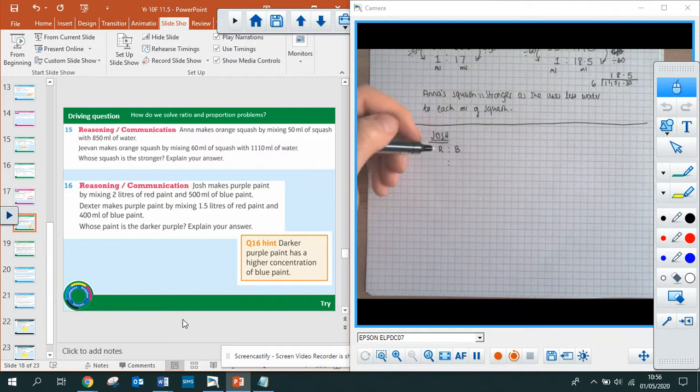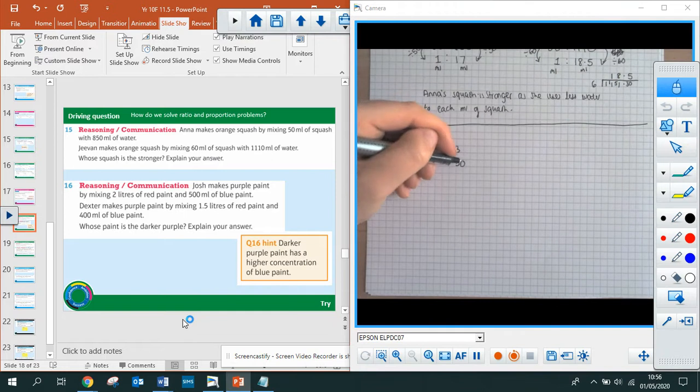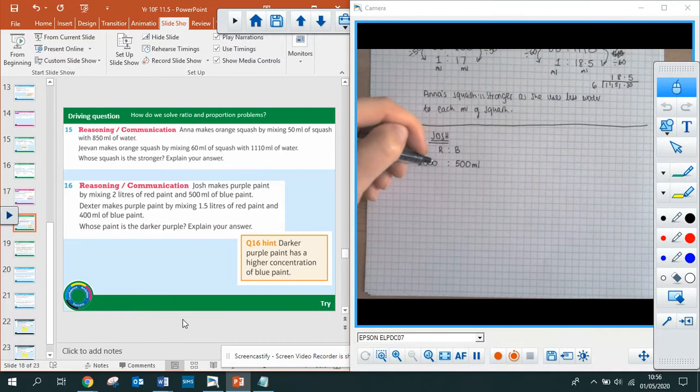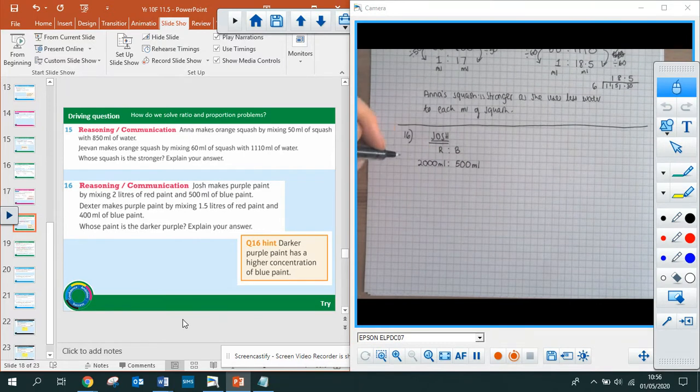We have to have them using the same unit. Okay, so we need to convert our litres to millilitres. So our 500 millilitres is okay. We need to convert 2 litres to millilitres, and that's 2,000 millilitres. So that was important there.